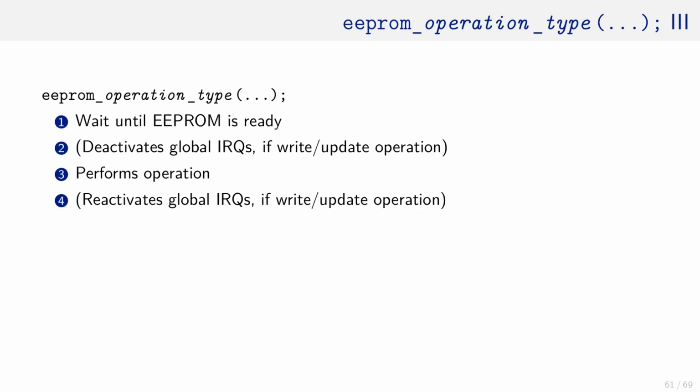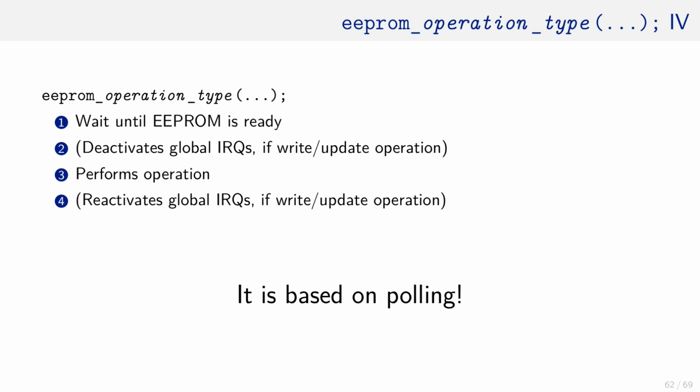Each of the functions checks if the EEPROM is ready to perform the desired operation. If not, the program waits till it is ready. If data is written, then the global interrupts are disabled while the operation is performed. At the end, the global interrupts are restored if they were enabled at the beginning. As you can see, the operations are performed based on polling of the respective status bits. Let's see if that is a good idea.